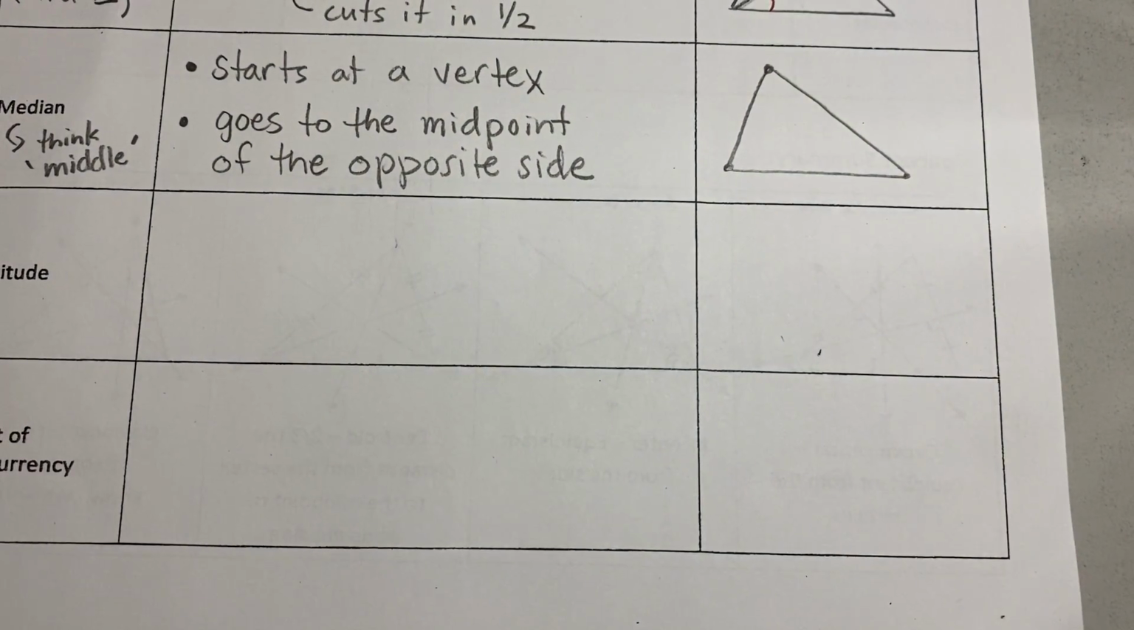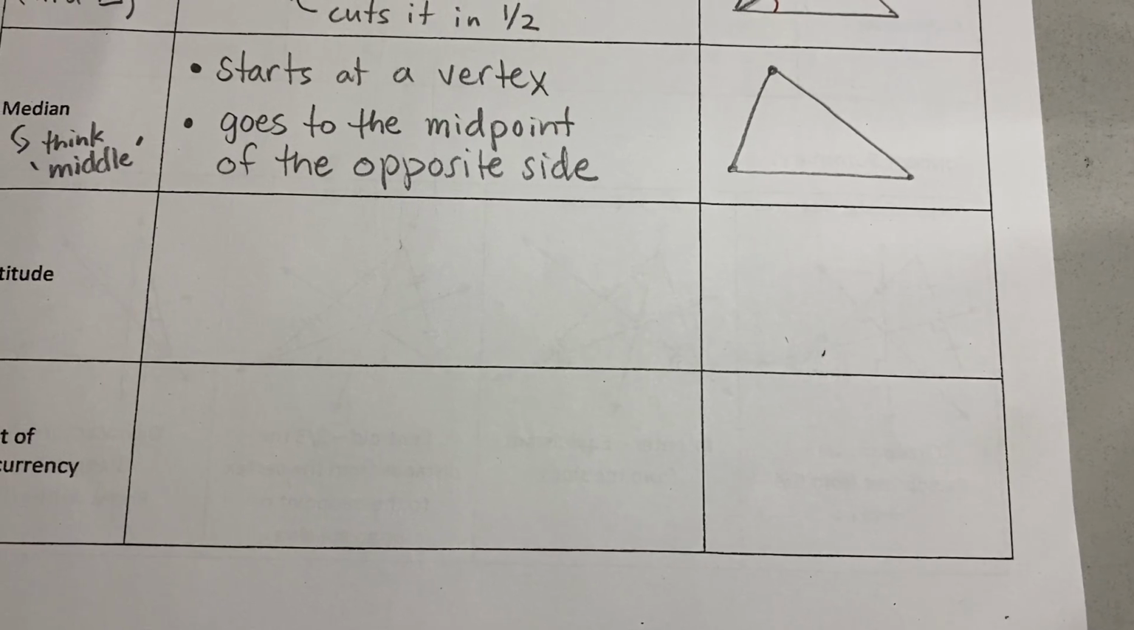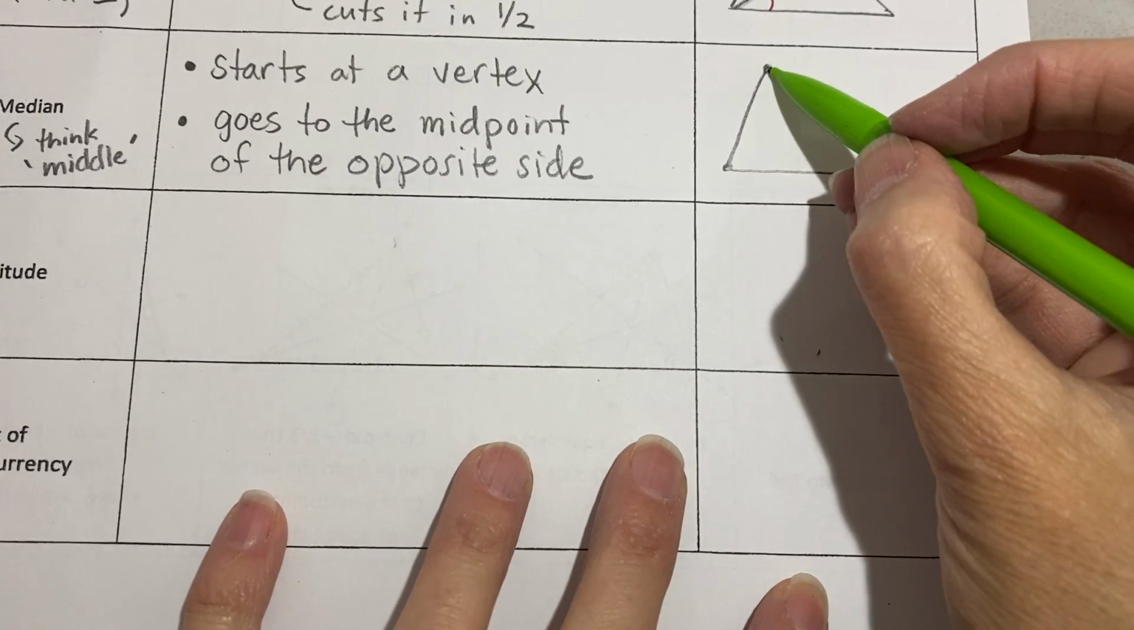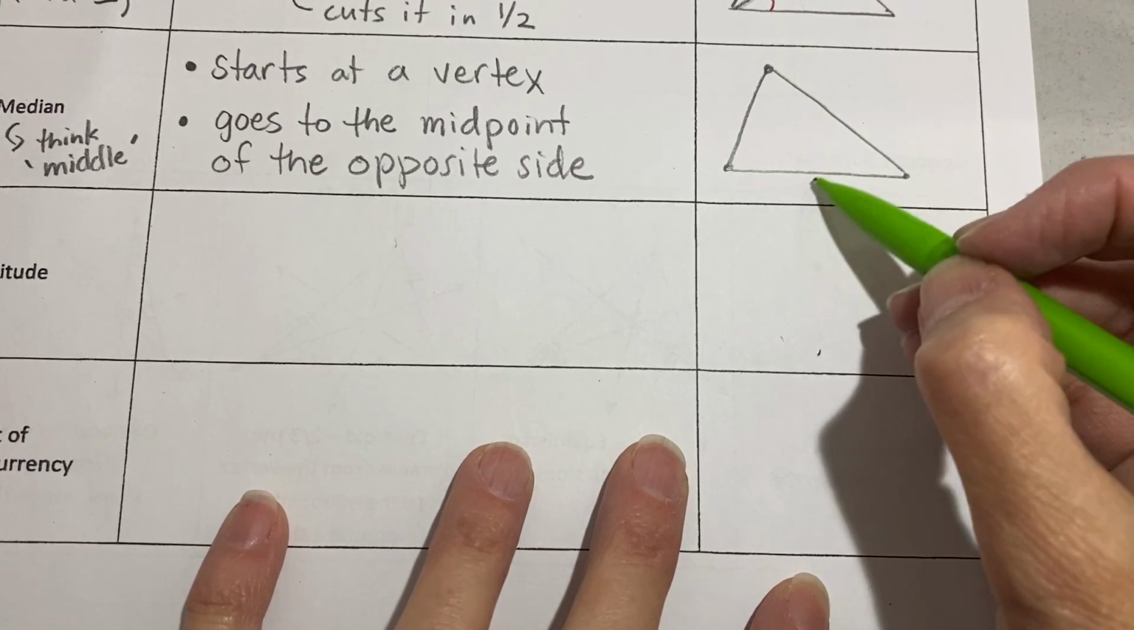And this time I'm going to draw a median. So I'm going to start at a vertex. It doesn't matter which one. I think I'll start at the top one. And I'm going to connect that vertex to the middle of the opposite side.